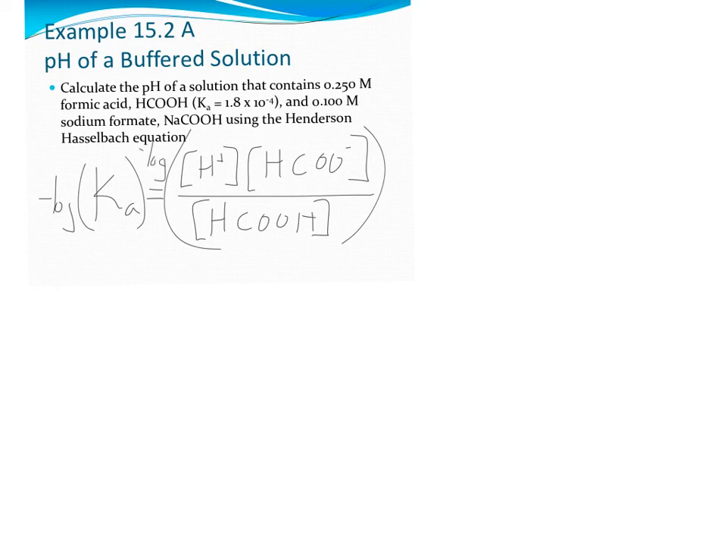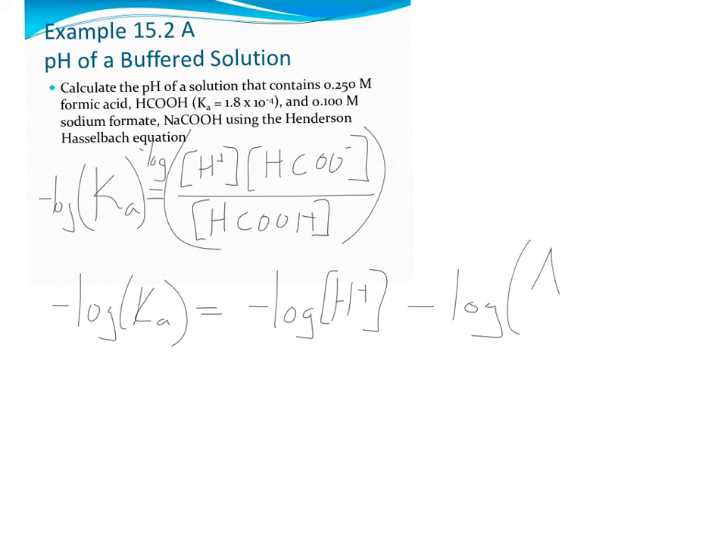We can rewrite this as the negative log of the Ka, and then we can pull this out, negative log of the hydrogen plus, well, minus, because it's a negative log of the A minus over the HA, the base over the acid. And since we're talking about formic acid, let me just do this the right way and say HCOO minus over HCOOH.